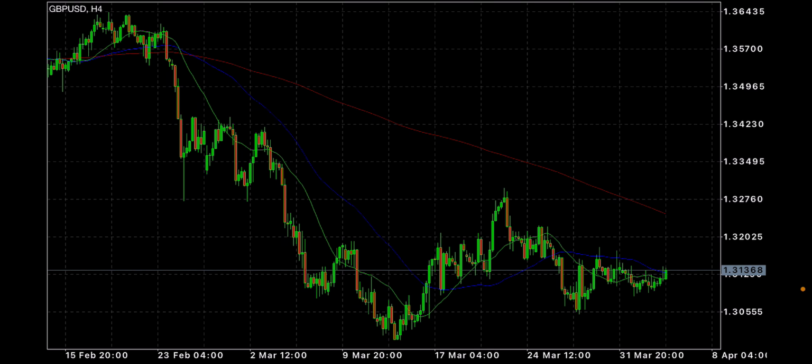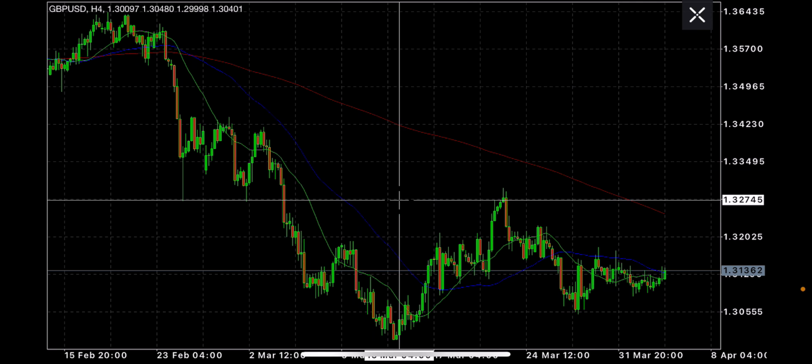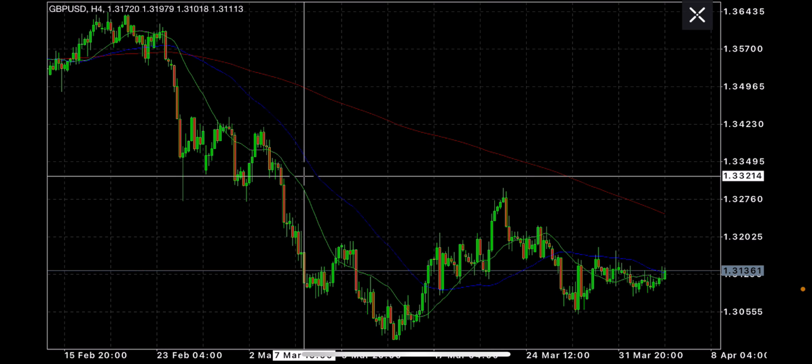Now, before we get to talking about what's physically happening on the chart, which is the technical analysis, let's talk about the fundamental analysis of each respective currency. Now, let's talk about the British pound first.